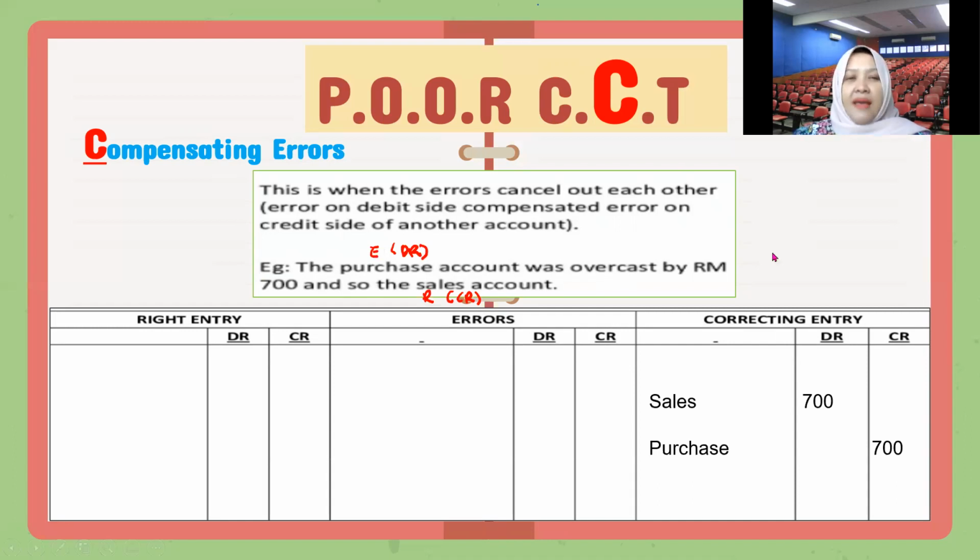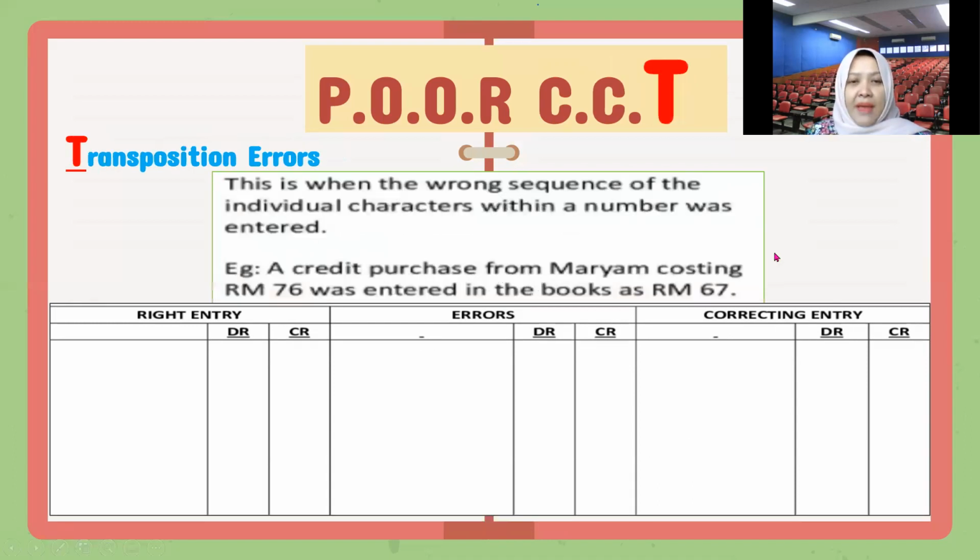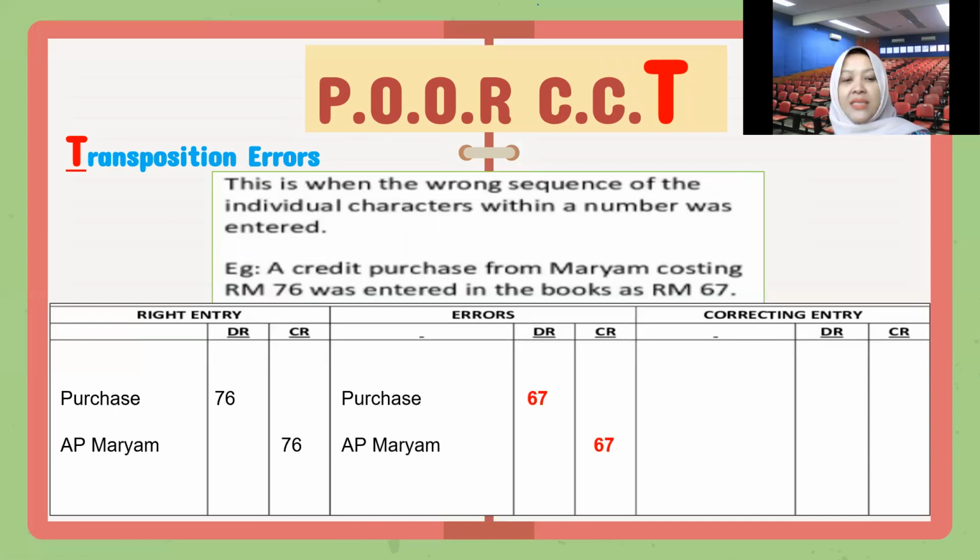Okay, the last error that will not affect your trial balance is transposition error, where you have a credit purchase of Mariam 76. So this is your right entry: debit purchase 76 and credit Mariam 76. But you have recorded in your books as 67. Transposition is a switch in the sequence of numbers. So how to make the correction: since this is 67 and this one is 76, it is less.